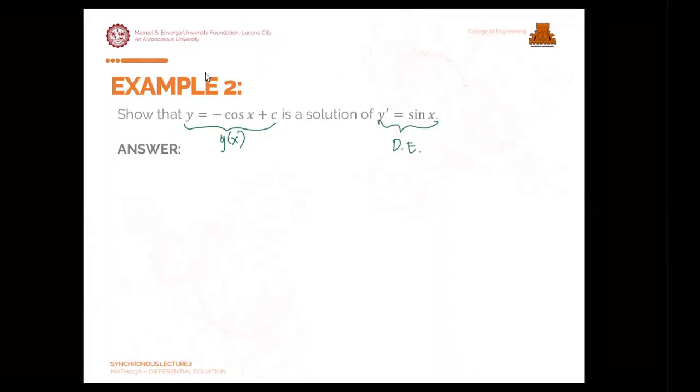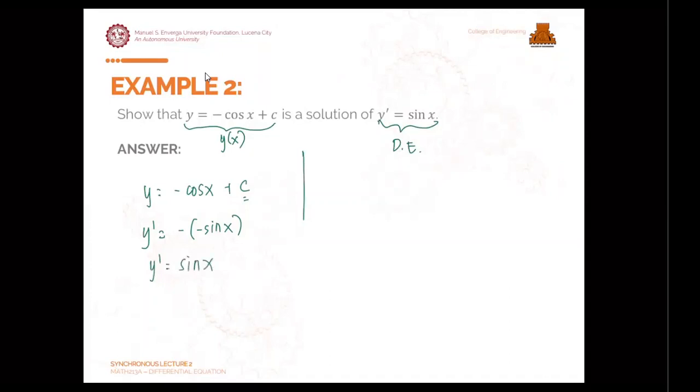So yung y prime natin. So y prime ang hinahanap. So since may given tayong y, kunin lang natin yung derivative ng y. Okay? So y equals to negative cosine x plus c. So y prime is equals to derivative ng cosine is ano, negative sine. So negative sine x plus c. Plus c is constant, so derivative ng constant is 0. So itong y prime is equals to sine x.